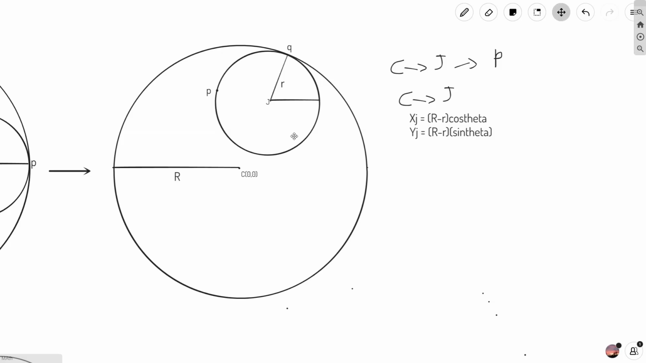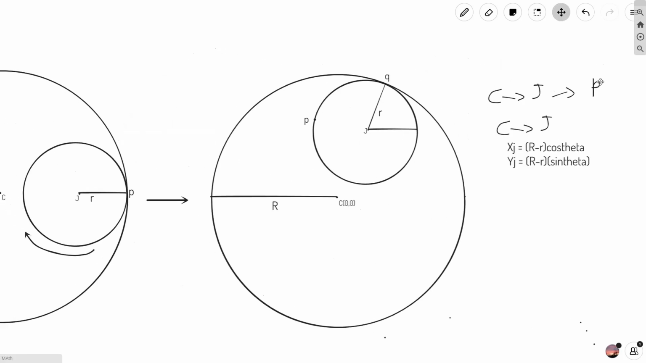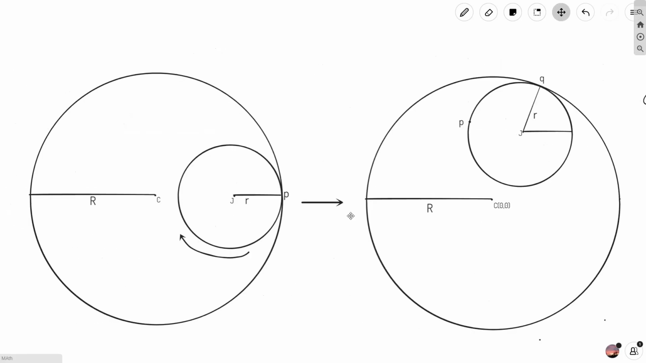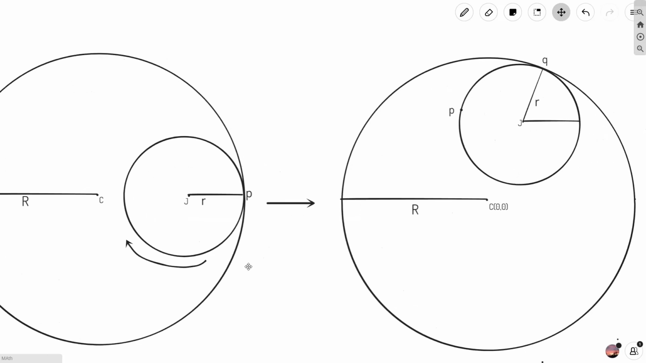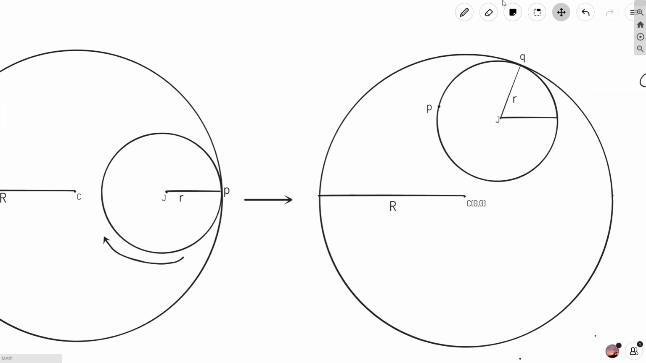All right. Now let's try to express the coordinates of P relative to J. In the starting position, P was here, and in the ending position, after the small circle basically finished rotating, P was here. So relative to J, P moved from this position here all the way to this position. Let's say that was represented by alpha.